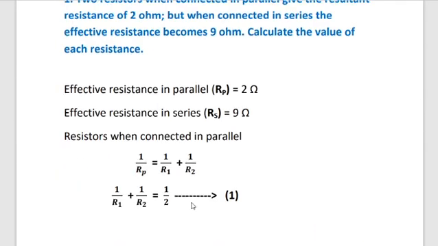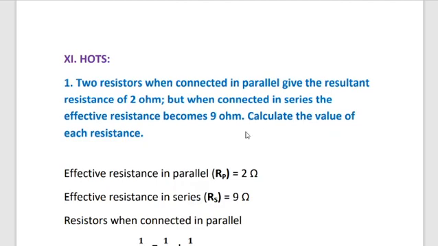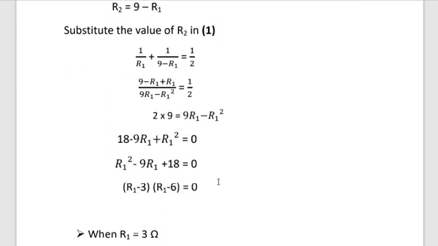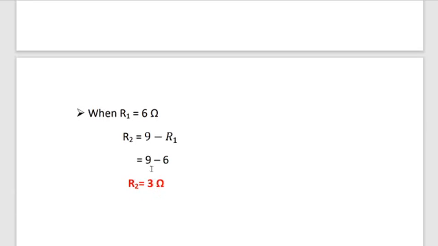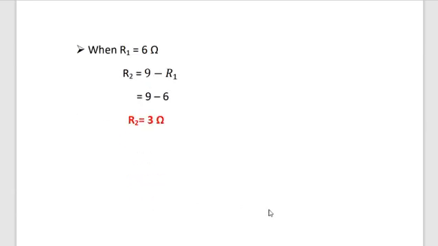So what is the answer of the given sum? Each resistance R1 and R2 has two possible values. R1 equal to 3 ohms means R2 equal to 6 ohms. Suppose in the other case R1 equal to 6 ohms, then R2 equal to 3 ohms.